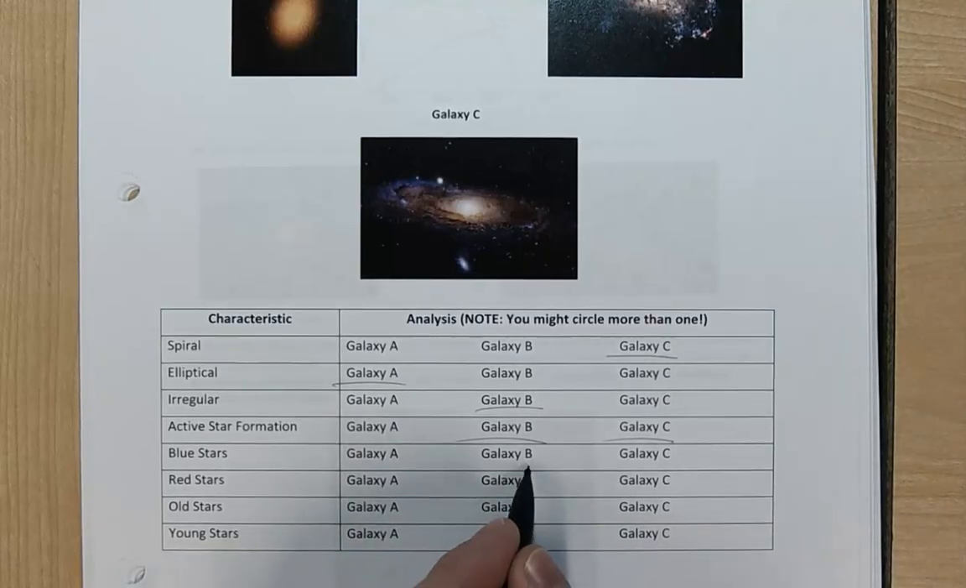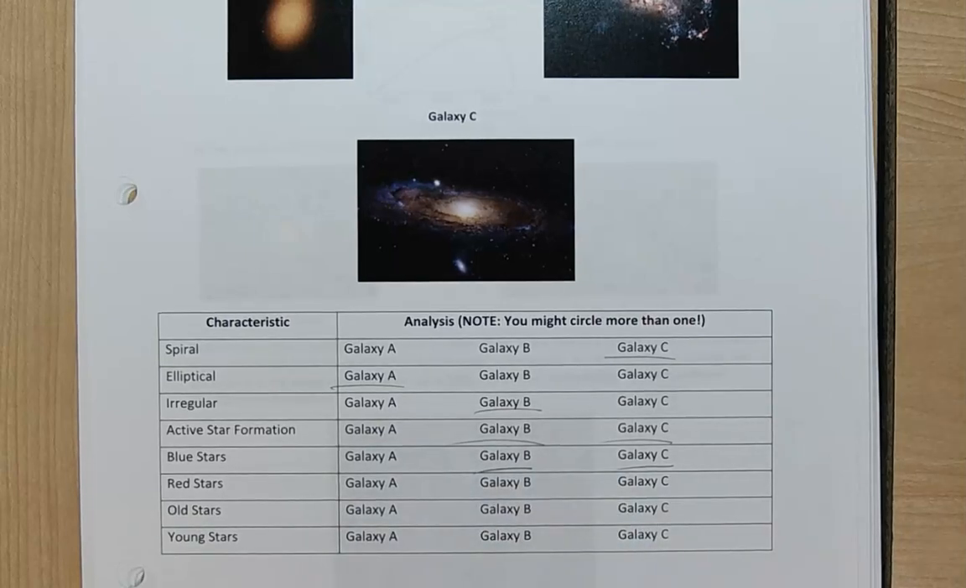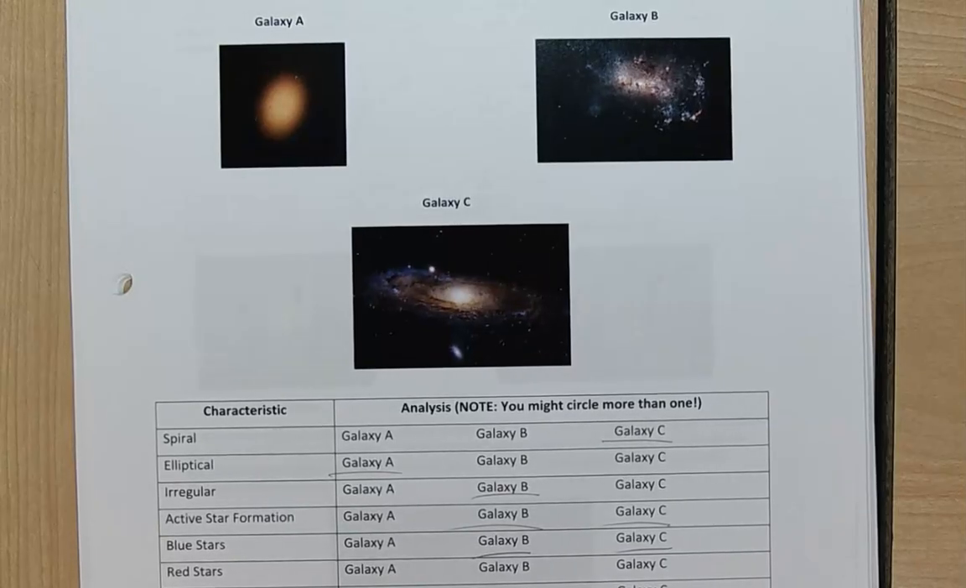Which galaxies have blue stars? That's a lot more straightforward. Blue stars in B and C, but not A. Which ones have red stars? Well, they all do. All of them have red stars.